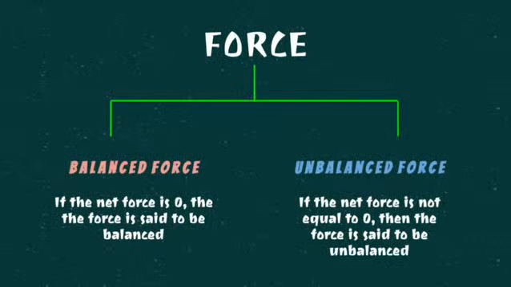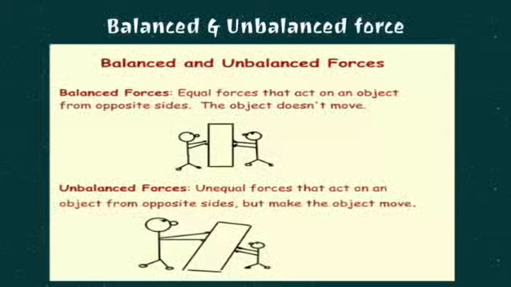Similarly, in the same situation, if the object changes its position, we say it is an unbalanced force that is acting on the object. As you can see on the screen, equal forces that act on an object from opposite sides and the object doesn't move, you call it a balanced force, and unequal forces that act on the object from opposite sides and make the object move is an unbalanced force.